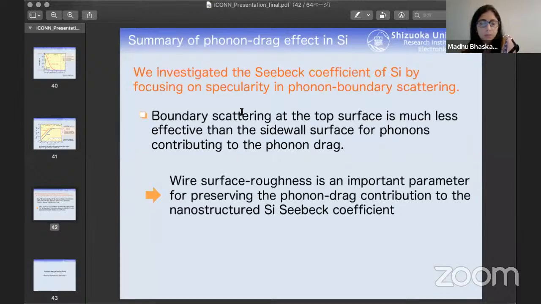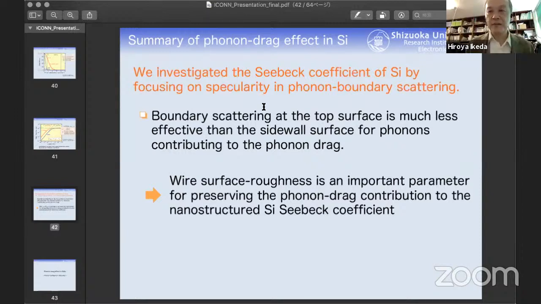In your presentation, you showed that the Seebeck coefficient you measure for a silicon material is different from what you measure for a nanowire. You've indicated that wire surface roughness is an important parameter. Do you have ideas on how you can improve the wire surface roughness so that you can preserve the Seebeck coefficient?